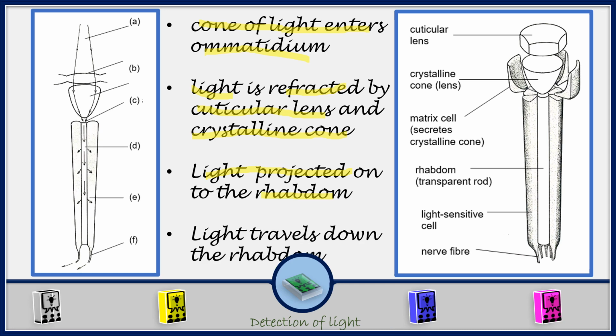So here at part D, light now is going to travel down the rhabdom. The light being projected, which is coming from the cone, projected into the rhabdom, will travel down the rhabdom, which is our transparent rod.